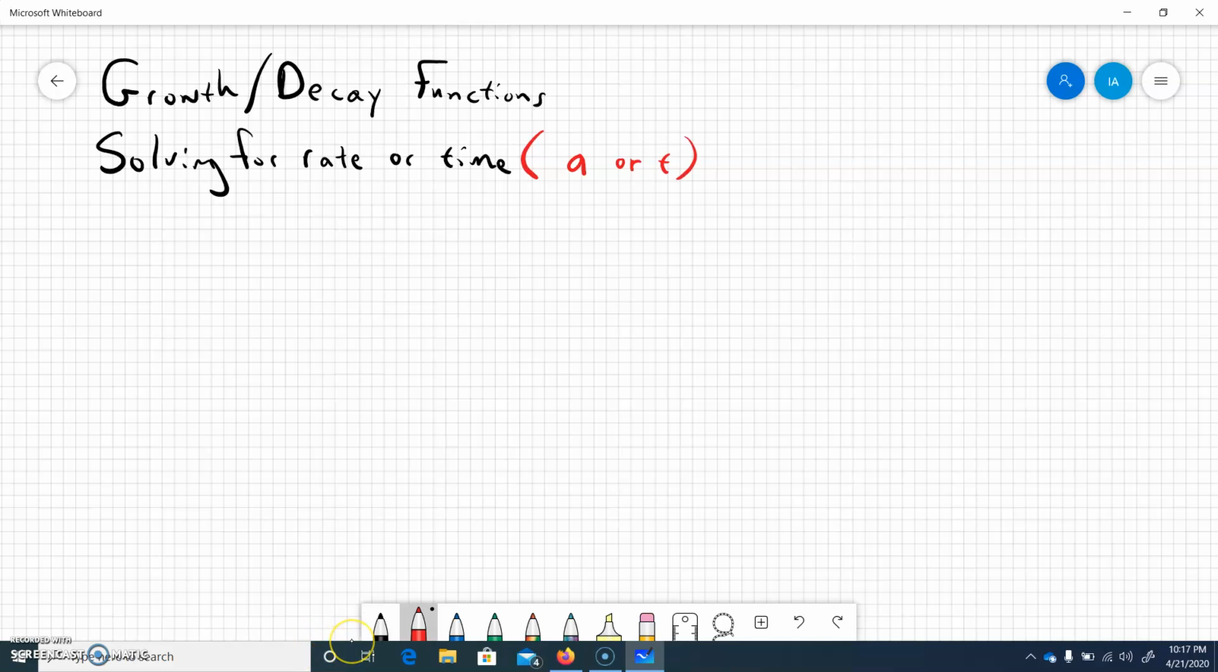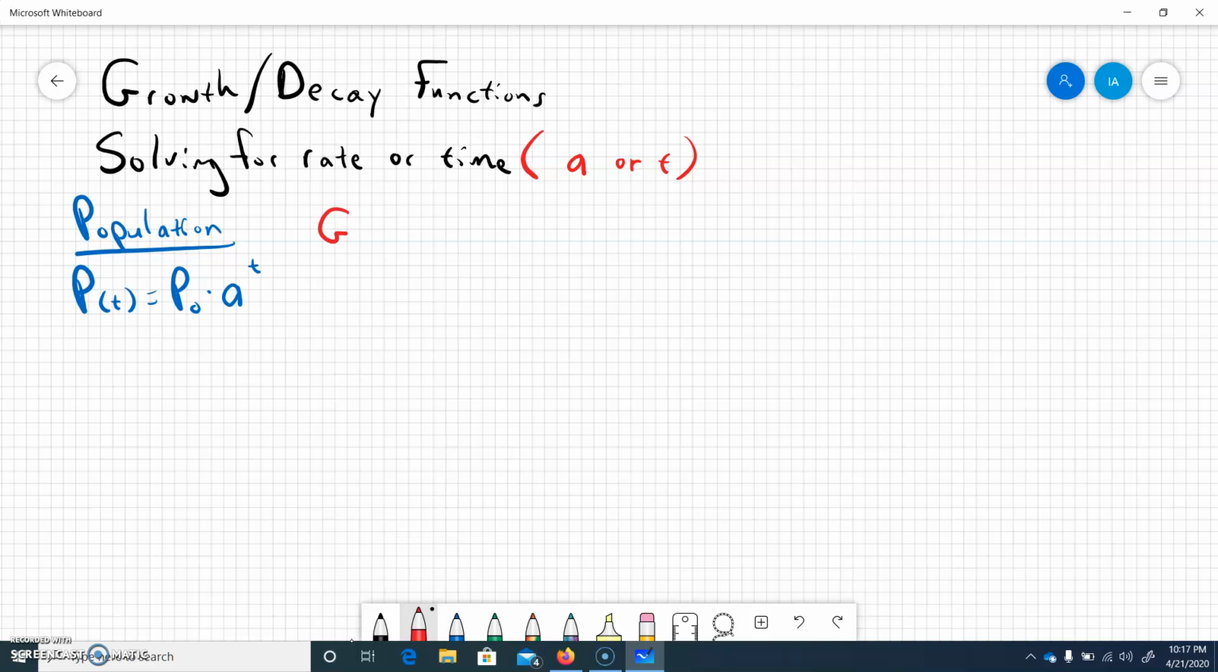Okay. So if you remember, the population function looked like P of t equals P naught times a to the t, where a was a rate, t was a time, P naught was a starting amount, and P of t was the actual ending amount. So I want to do an example here.